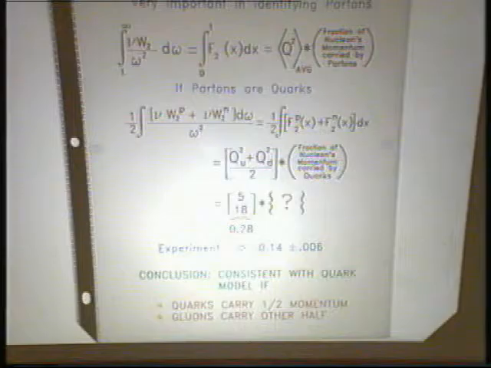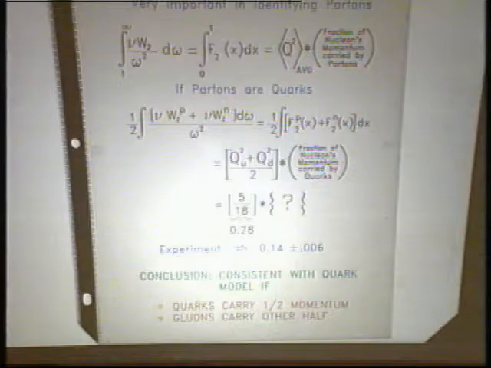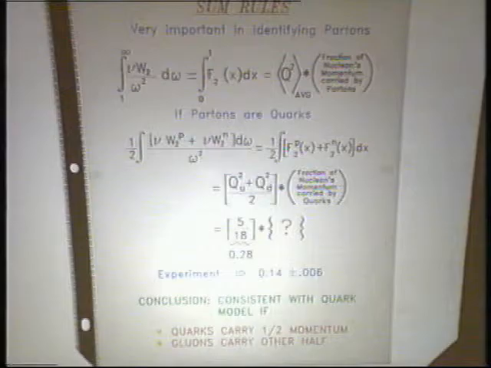Now, the thing about this is that this is a rather unsatisfactory point of view in a certain sense, because one sum rule is measuring two numbers, the fraction of the nucleon's momentum carried by quarks and the mean square charge. And so therefore, all that one could say is it was consistent if one had this. It required other information to disentangle this question. And the other information came from the neutrino scattering experiments.